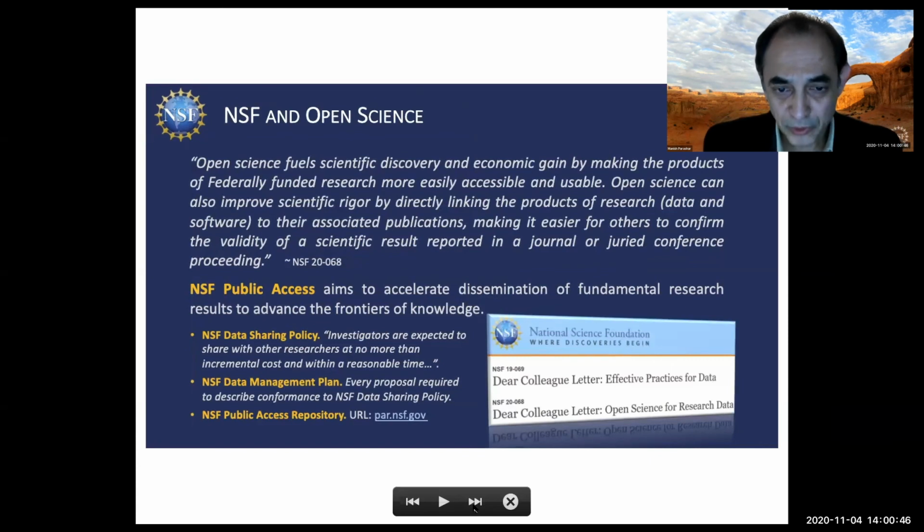So open science, openness, is really fundamental to NSF's mission. It is integral to its mission. It is really something that's built in. All research that's supported by NSF is open. Here is a quote from a recent Dear Colleague letter focused on open science for research data, and it really highlights some of the points that were made in the previous presentation as well: that open science fuels scientific discovery and economic gain by making the products of federally funded research more easily accessible and usable. Open science can improve scientific rigor by directly linking the products of research, both data and software, to the associated publication, making it easier for others to confirm the validity of scientific results reported in a journal or conference. Again, it's just emphasizing the points that were just made. So again, open science is fundamental to NSF's mission.